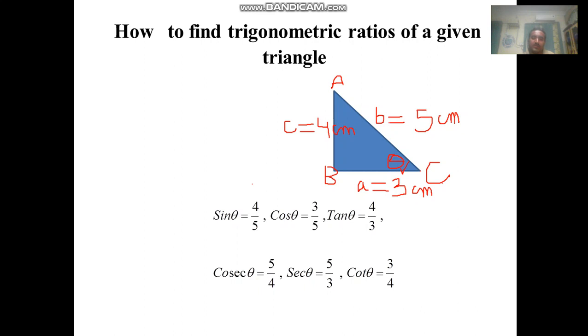Hence tangent theta is opposite side upon adjacent side, so this will be 4 upon 3. Cosec theta is equal to 5 upon 4. Sec theta is 5 upon 3, and cot theta is 3 upon 4.